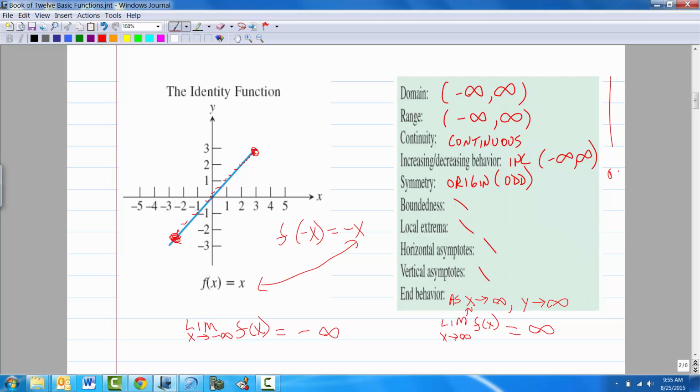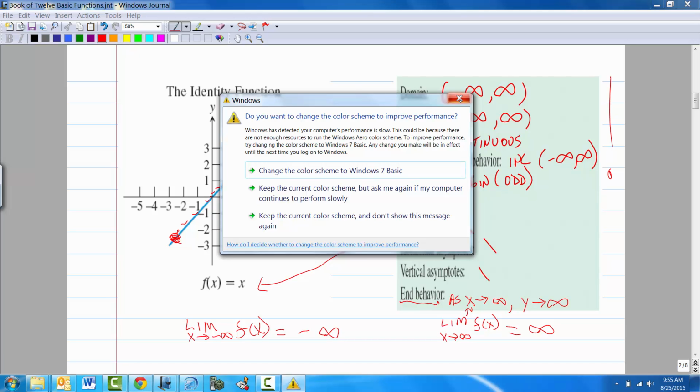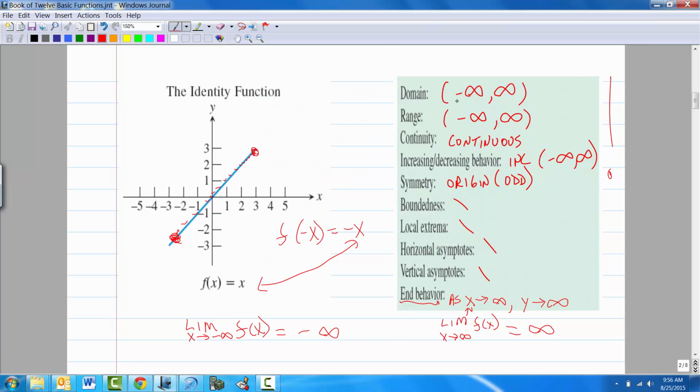But as far as end behavior, if you had me last year, I did not use this terminology, and I should have. For end behavior, if you remember what we did last year, we said as x approaches infinity, what does y approach? Well, as x approaches infinity, y approaches positive infinity as well. That's going to come up a lot. Well, we have to change that to what's called limit notation.